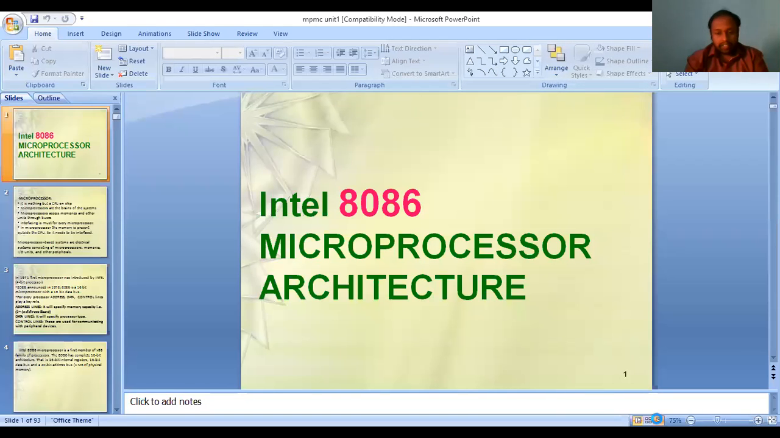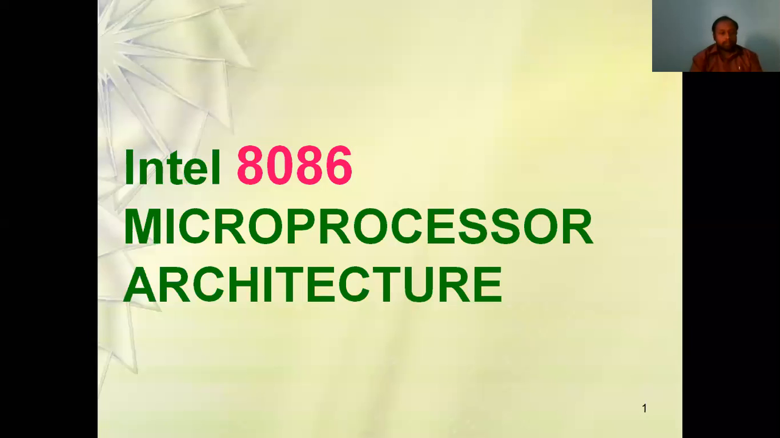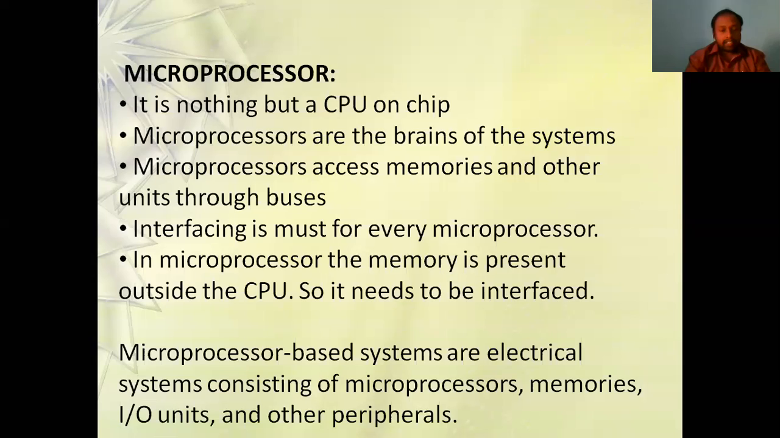In the last class, we started with the 8086 microprocessor architecture. As I said, a microprocessor is nothing but a CPU on a chip, where all the operations which have to be performed by the CPU are performed on this particular chip, and it accesses memory and other peripherals with the help of some buses.